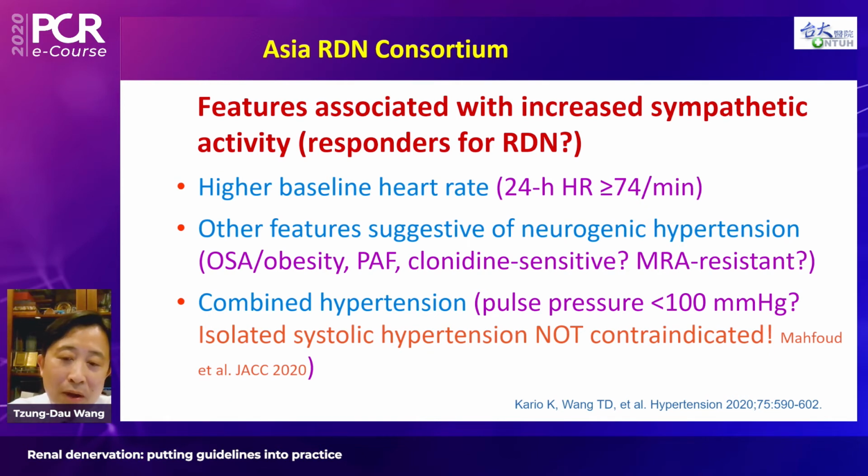And finally, what features are associated with higher sympathetic tone? The first, high baseline heart rate, greater than 74 every 24 hours. And the clinical features like obesity, obstructive sleep apnea, paroxysmal atrial fibrillation, clonidine sensitive, aldosterone antagonist resistant. Those are features related with sympathetic overactivity and should be responsive to renal denervation. And the last point is isolated systolic hypertension should not be excluded or viewed as a contraindication for renal denervation. That being demonstrated in a recently published GSR data in JACC 2020 by Mahfoud.